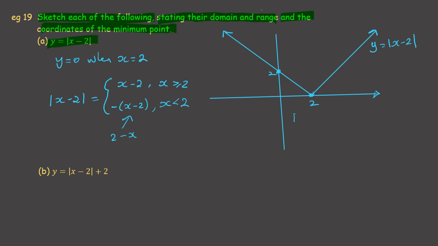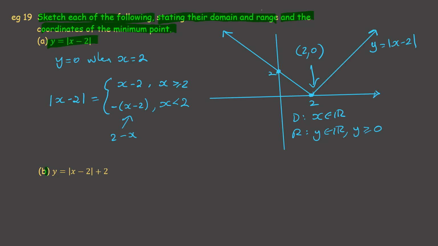So our domain, well, there's no problem, just x is a real. The range, y is a real, y is greater than or equal to 0. And the minimum point here is at 2, 0.